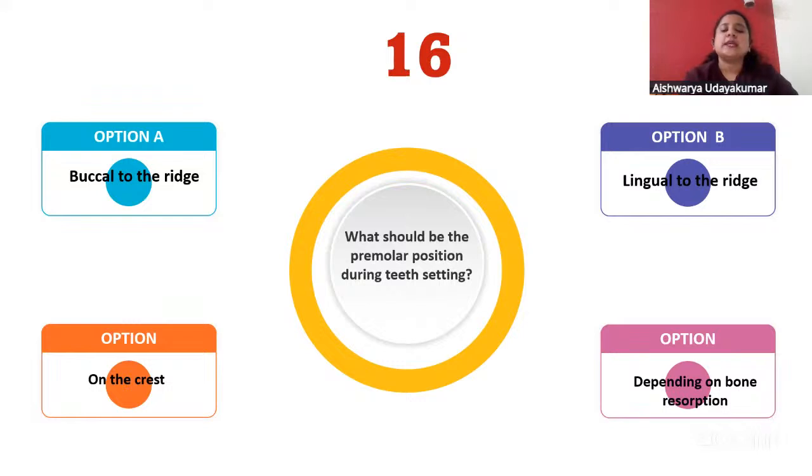What should be the premolar position during teeth setting? Our first question was again positioning of the maxillary teeth, posterior position buccal to the ridge. What is the reason? Now, what should be the position of the premolar? The options are buccal to the ridge, lingual to the ridge, depending on bone resorption on the crest. We are not giving a viva to say depending on bone resorption. That is not an answer. It's a very vague option.